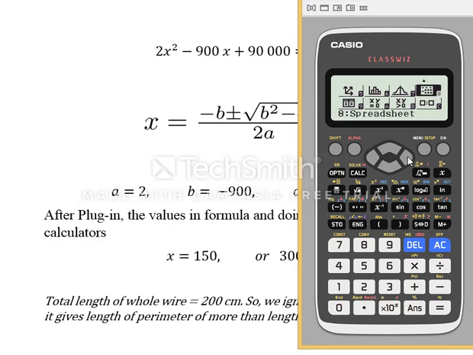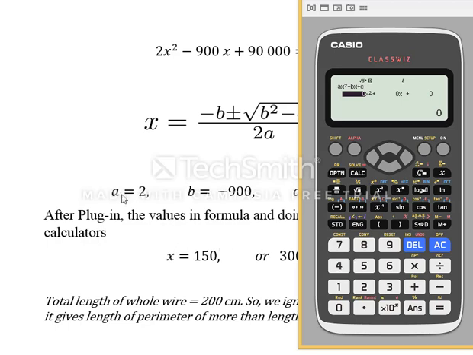This is called the equation and function module. So bring your cursor with the help of these arrow keys over here. Press the equal button and choose polynomial, and the degree of the polynomial is 2. If you don't know how to use this calculator, there is another video available. You can watch that video and understand how to use the calculator to solve quadratic equations.